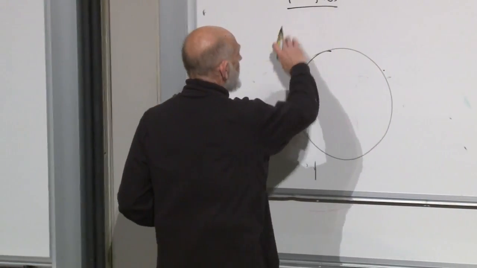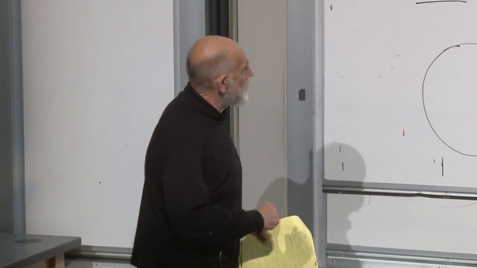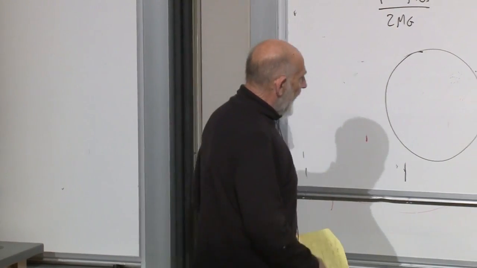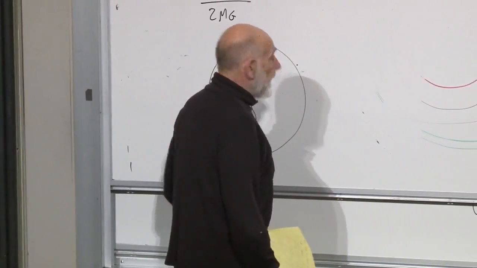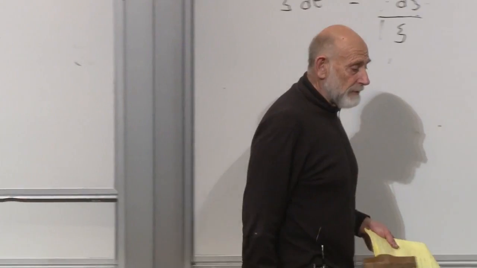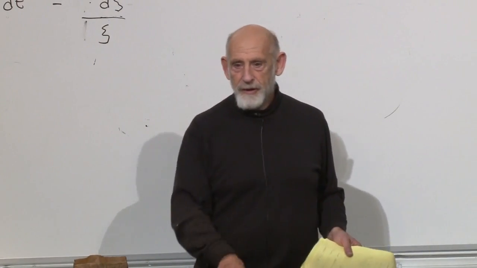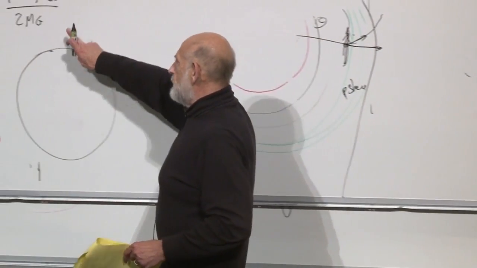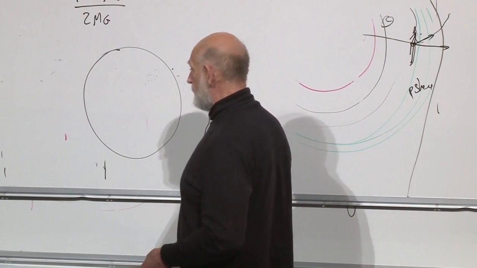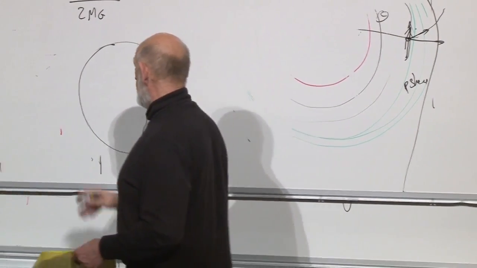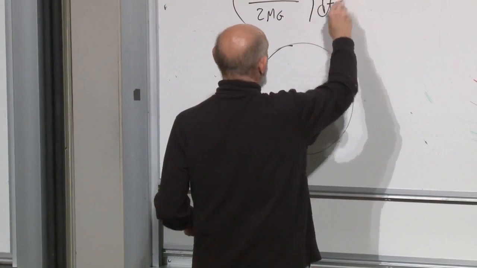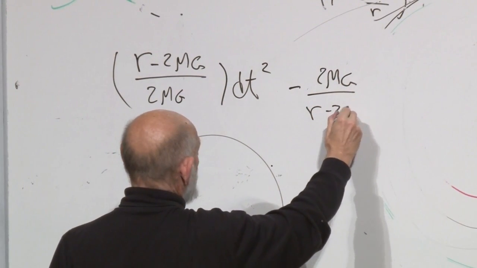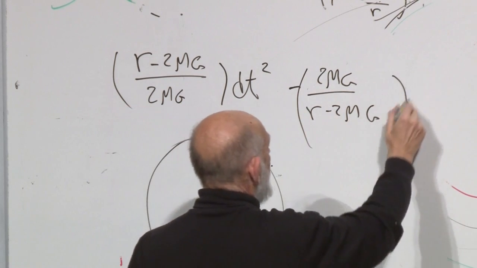The implication is that in an approximation where you just hover near the horizon, you can set r equal to 2mg without losing any accuracy very, very close to the horizon. It's like in Newton's gravitational theory, if you're near the surface of the Earth, for many purposes you can set r equal to the radius of the Earth. You have to be a little bit careful about things which go to 0, and also things which can go to infinity. And this is something which can go to infinity over here. So let's look at this. This is r minus 2mg dt squared. And this is the inverse, 2mg over r minus 2mg dr squared.